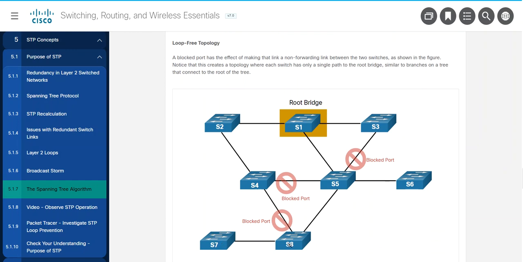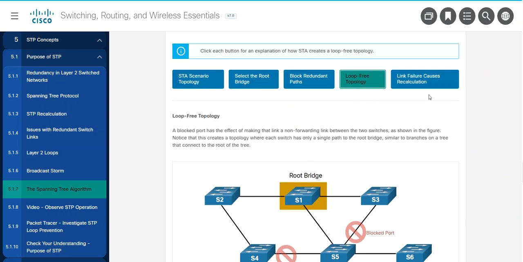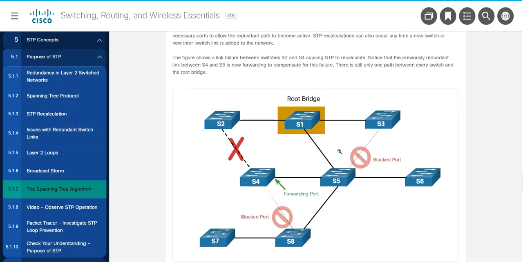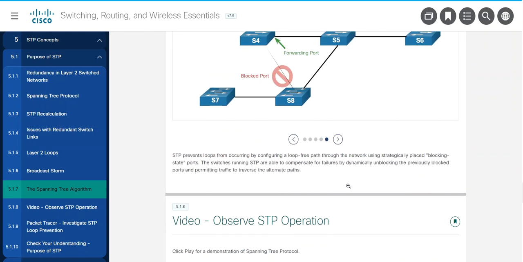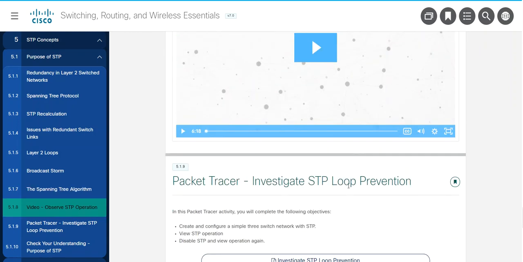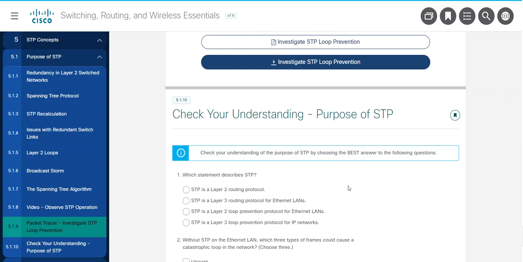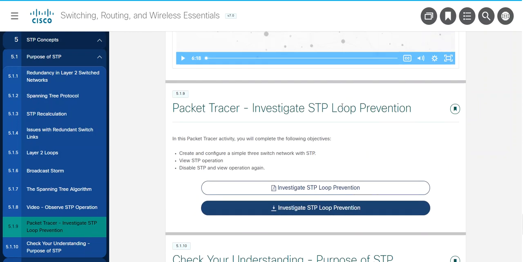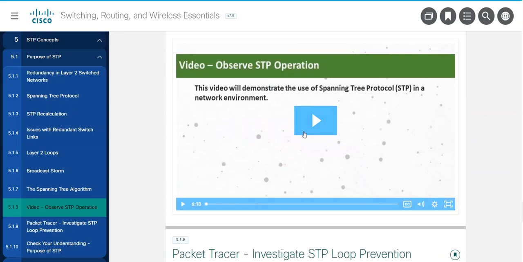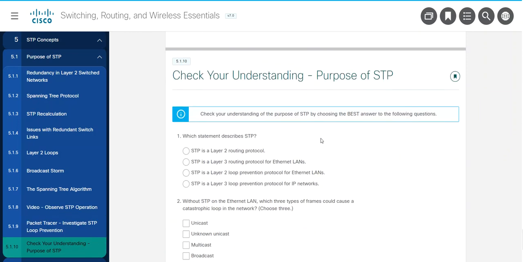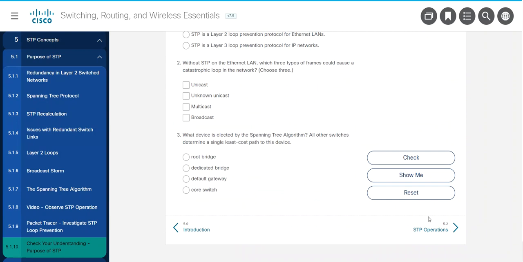So you could see here going from S7 to S8, then you would go to S5 and get to the root bridge. Again, in the case of a link going down, it does recalculate. So I would encourage you to look at spanning tree protocol, loop prevention, watch your video here on spanning tree, and make sure you can answer the questions.